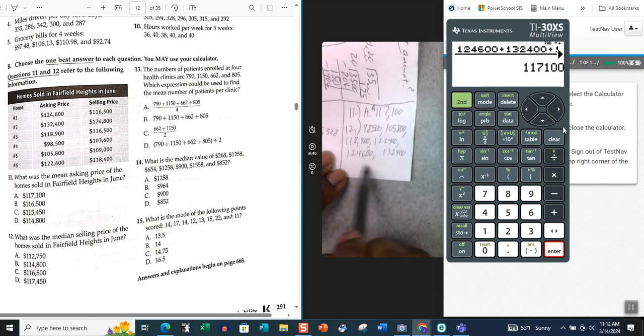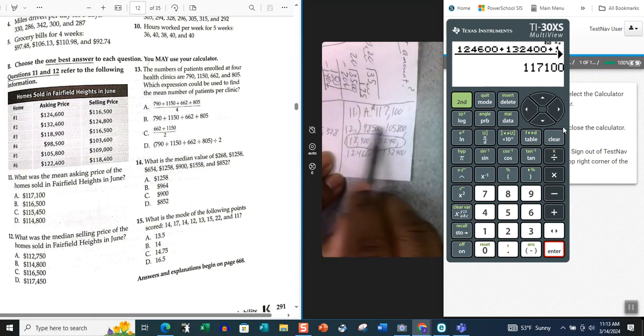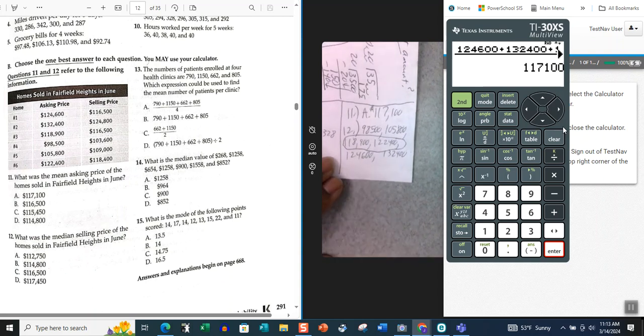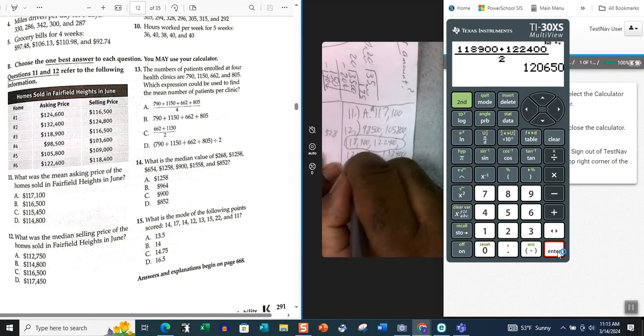Okay, so now we have 6 values here. So we take the middle 2. These are the middle 2, two ahead of it and two behind it. So now we have to add those and divide by 2. So we put N over D. So it'll be 118,900 plus 122,400, down arrow, 2, and enter. So our median would be, what's that, 120,000.